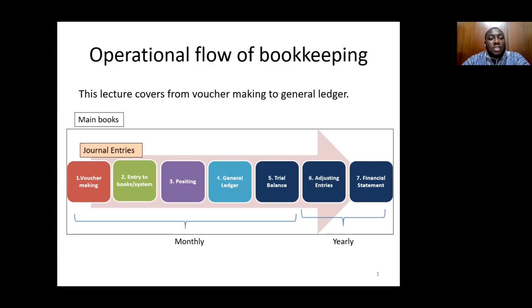Journal entries are related to voucher making as well as entry to the books or accounting system. Usually, posting must be done to the general ledger, and at the end of the month, a trial balance will be extracted, which will facilitate the preparation of financial statements.